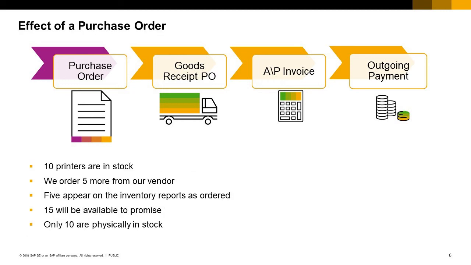So back to our business example for our purchasing process. Currently, we have 10 printers in stock. We create a purchase order to buy 5 more from our vendor. After the purchase order is saved, a quantity of 5 appears on the inventory reports as ordered. Since we have 10 printers in stock and 5 on order, 15 will be available to promise to our customers, although only 10 are physically in stock.